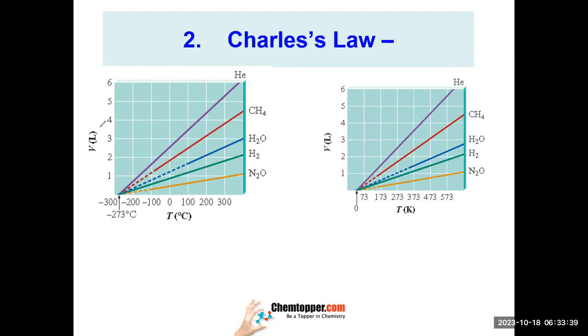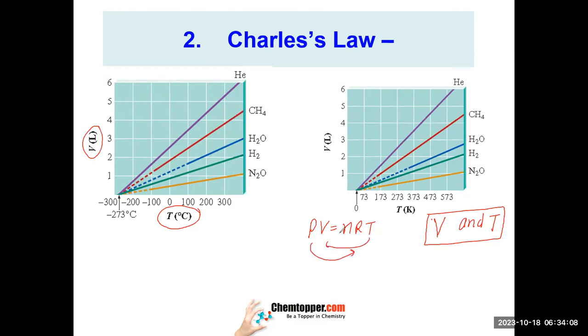If you look at this graph, it is volume versus temperature. It means in this equation, PV equals nRT, we need to understand the relation between volume and temperature. Isolate volume and temperature. Bring this T here, take this P here. You know how to isolate. So what is V over T? It is nR over P.